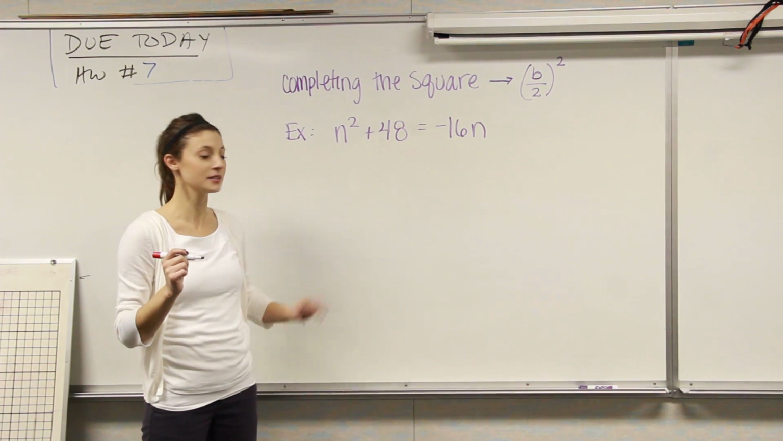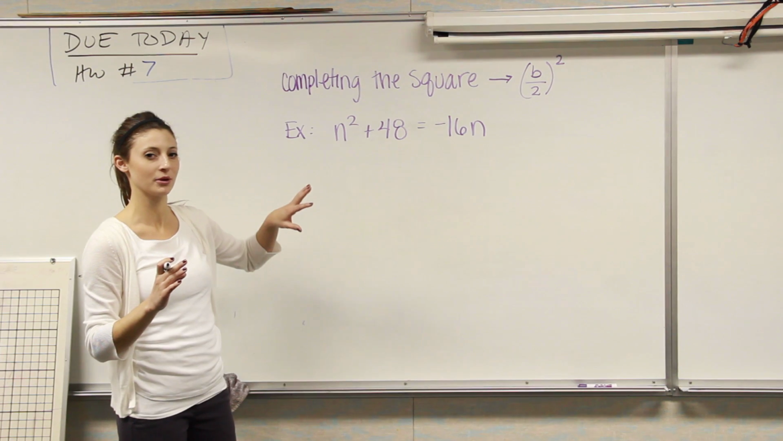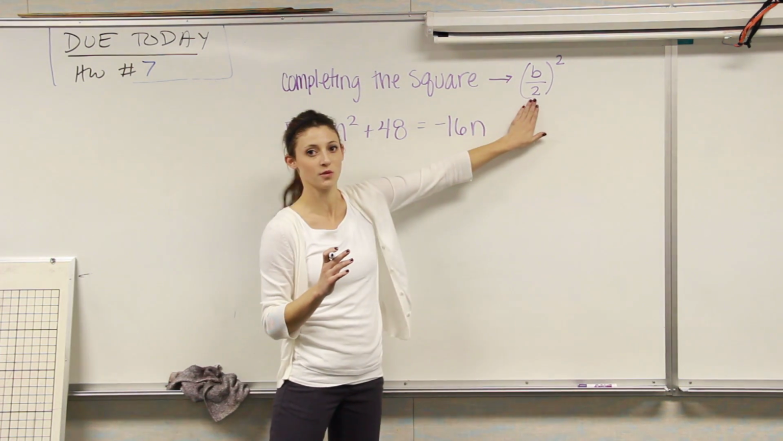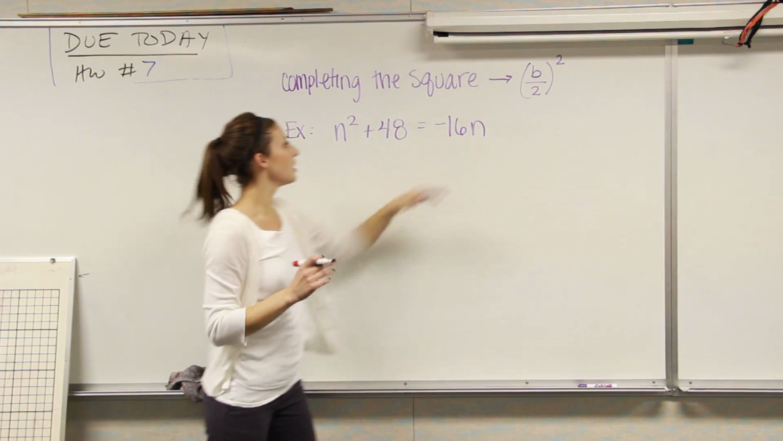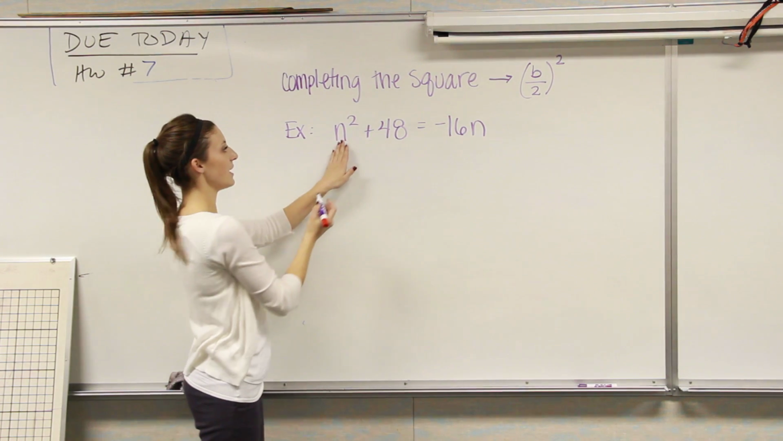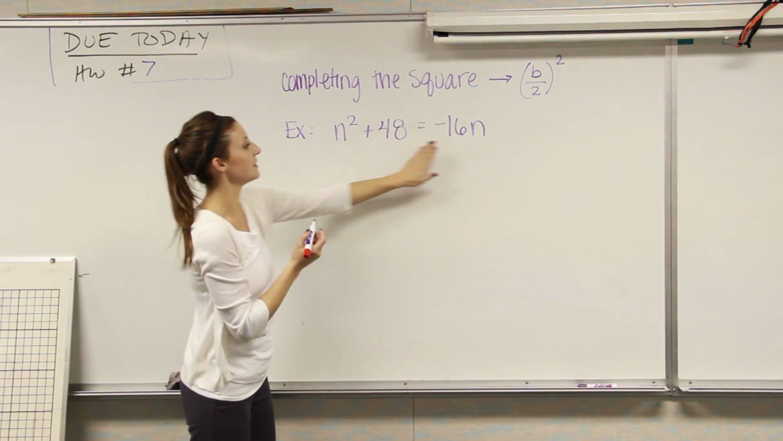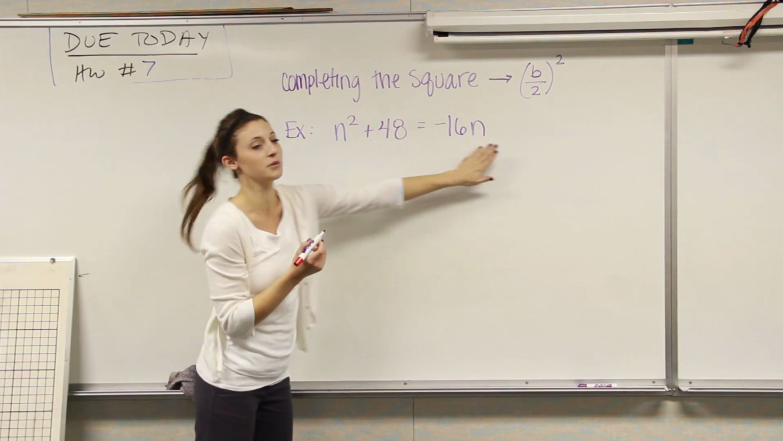So today you guys learned how to complete the square, and there's a lot of steps involved, but the main thing you want to remember is that completing the square has to do with this formula, b over 2 squared. Okay, so keep that in mind. First thing you need to do is get this in the right order. The n squared is where it needs to be, but this negative 16n should be over on this side, and that 48 should be over on the other side.